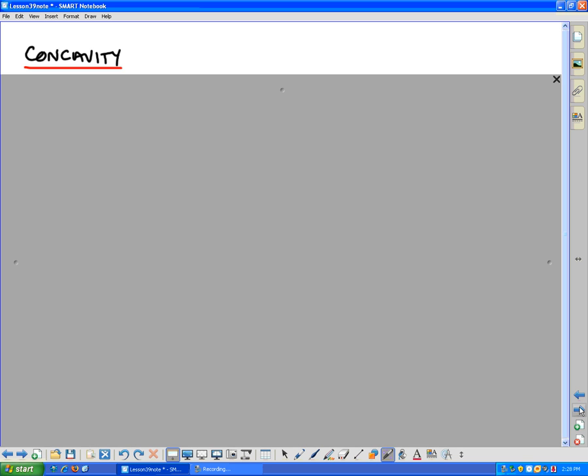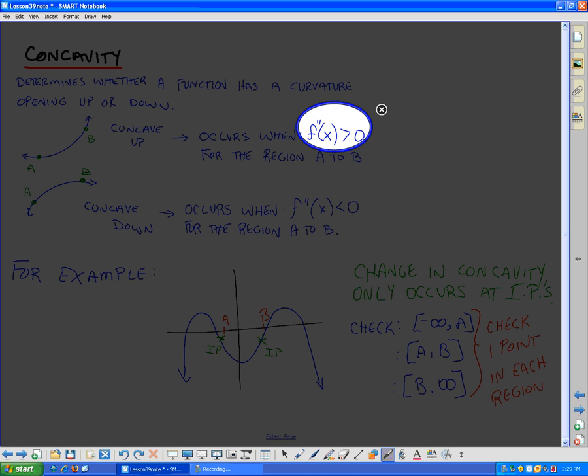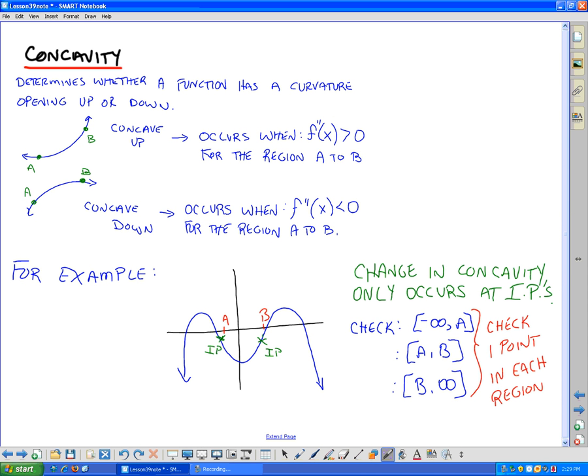Now I do talk about concavity here in the final slide. Concavity basically determines the curvature of a function. I just talked about that specifically. Here we have concave up. Here we have concave down. If we have concave up, it occurs when the second derivative is greater than 0. That would be from point A to B, where the second derivative is greater than 0.